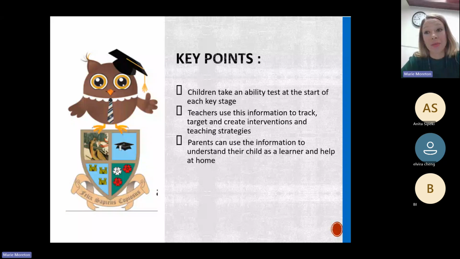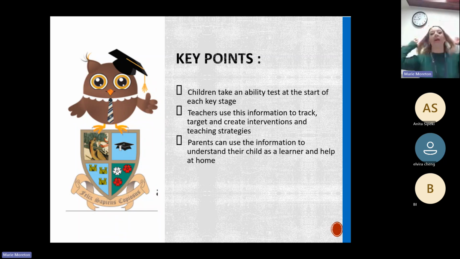So just some key points from the presentation: the children take these cognitive ability tests at the start of each key stage. So year 3, year 7, year 10 and year 12. The teachers will use this information to track, to target, to create interventions and to change the strategies that we use with our children. But you can also use this information for your child, to understand your child as a learner and change the way that you support them at home with homework as well.